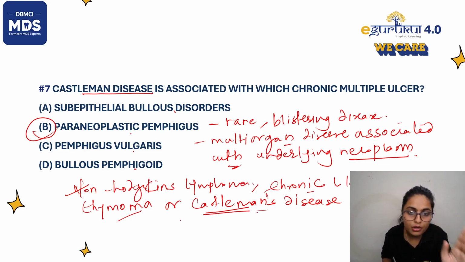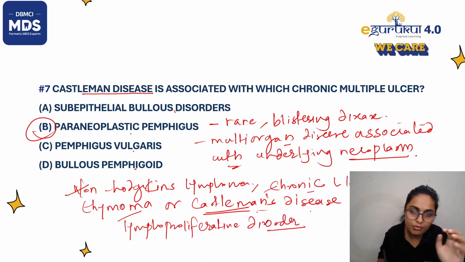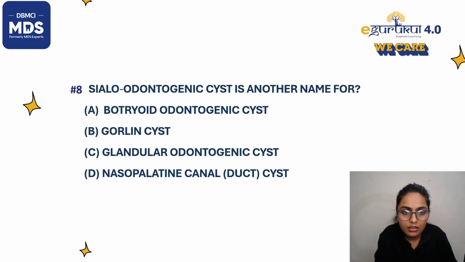Basically, it is a lymphoproliferative disorder. What happens in this is the lymph nodes throughout the body are affected, they get enlarged. And this is basically a neoplasm. So this was an easy direct question. Next question is also a very direct question.